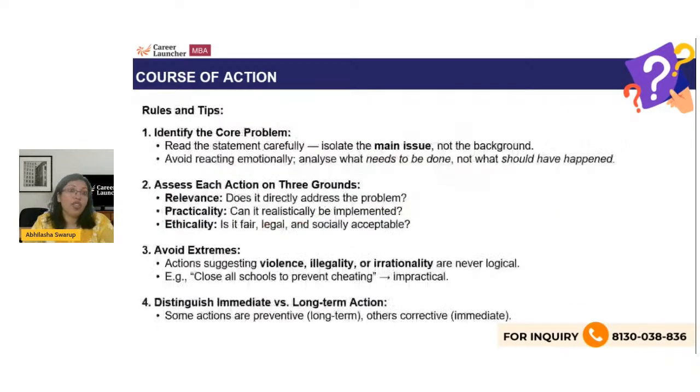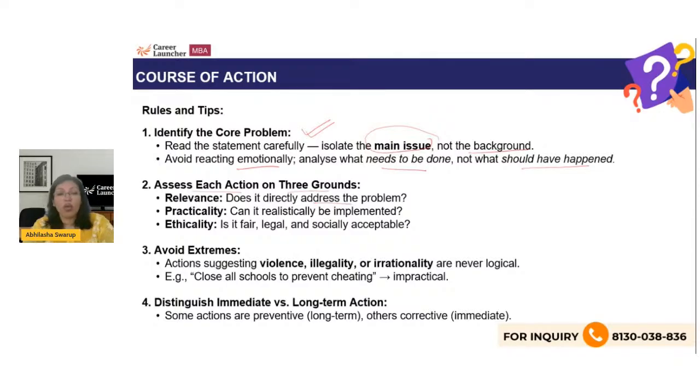How do you solve these questions? So, first of all, identify what is the core problem. Isolate the main issue and not the story around it. Okay, avoid reacting emotionally, analyze what needs to be done and not what should be done. Okay, then assess each action on three grounds. There are three things that you should check. Is it relevant? Is it practical? Is it ethical? Okay. When I say relevant, does it directly answer the problem?